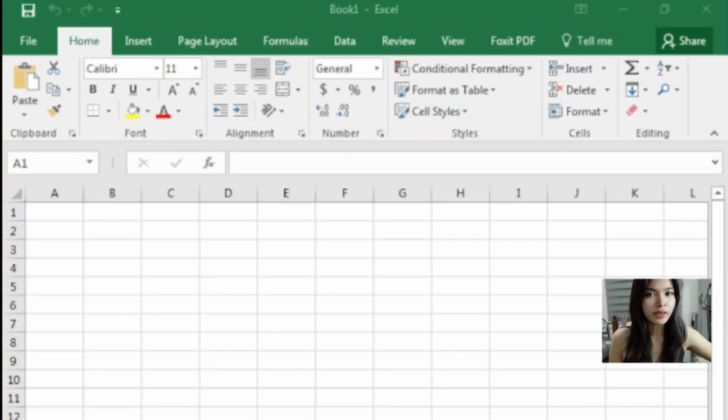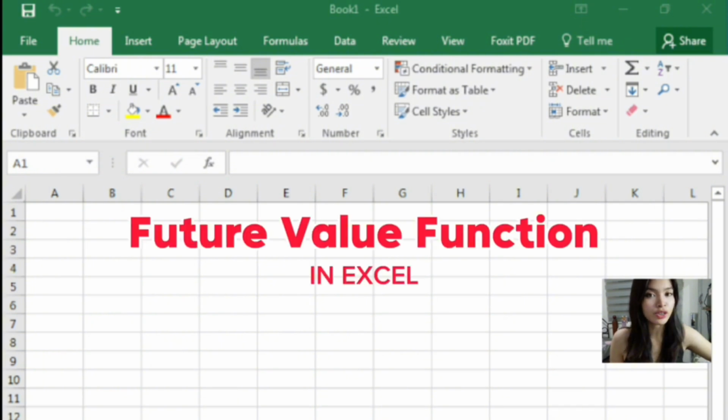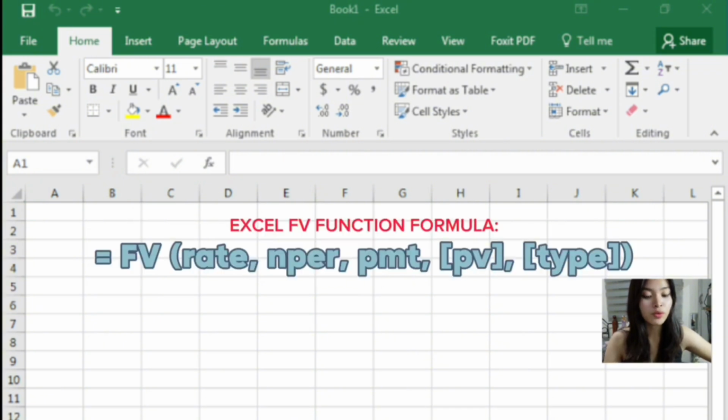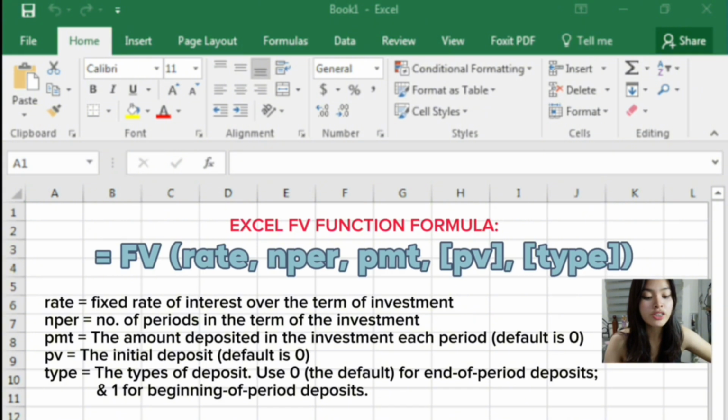Hello everyone, I'm Ruth Ann Dipasupil and let us now know how to use the future value function in Excel. So, familiar naman na tayo sa manual computation nito, so let me teach you an easier way on how to calculate this. So, we will be needing this formula in computing the future value of investment through Excel. As you can see, meron siyang rate, which is the fixed rate of interest over the term of investment. The NPER is the number of periods in the term of investments.